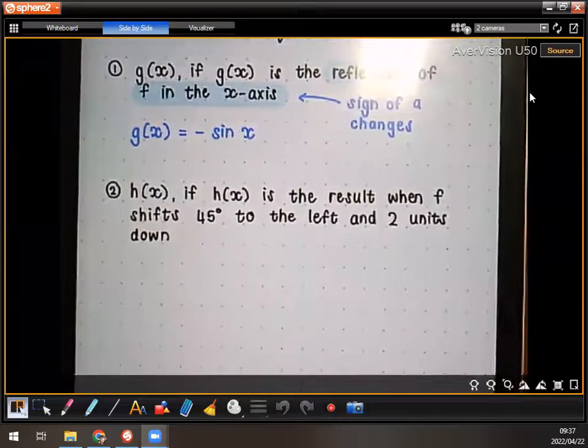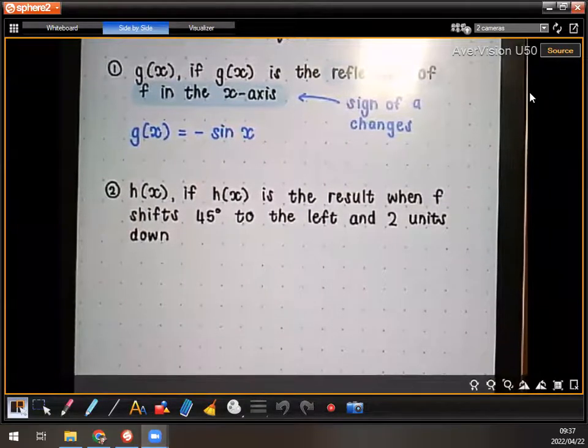Okay, so what was it? It was just sine x, right? Now that graph shifts 45 degrees to the left. So what's going to happen to the equation? If it shifts to the left, we're going to have x plus 45, right? It's shifting in the negative direction, so we're going to have x plus 45 degrees.